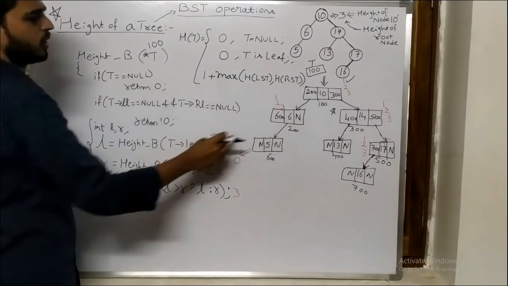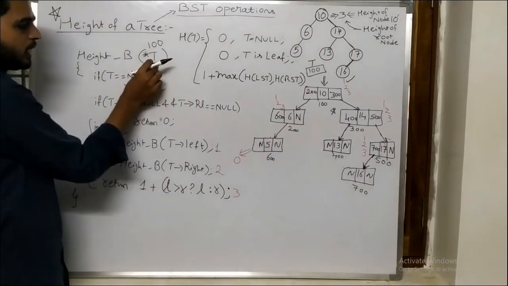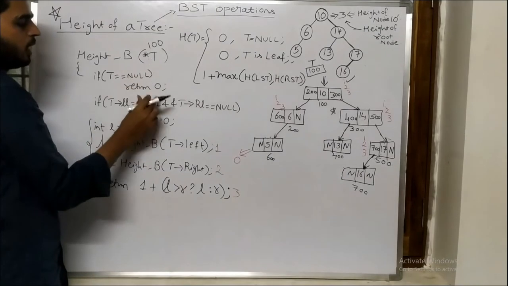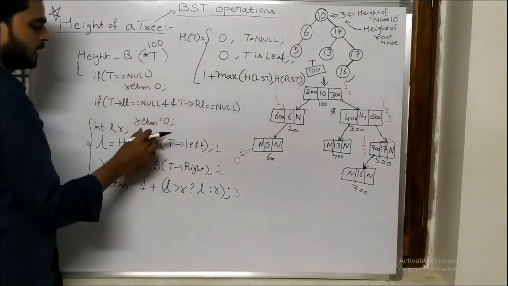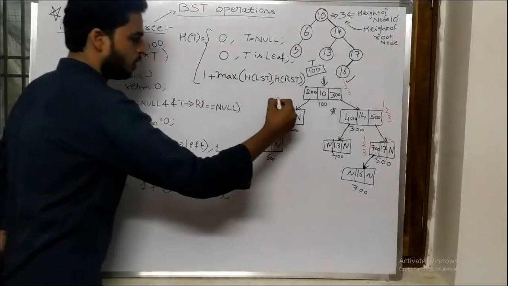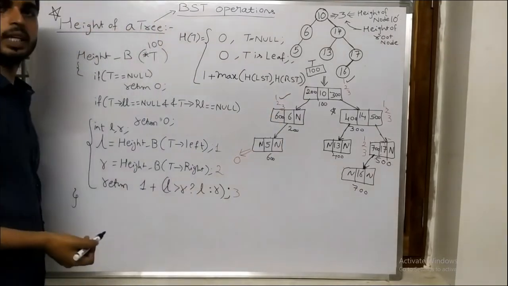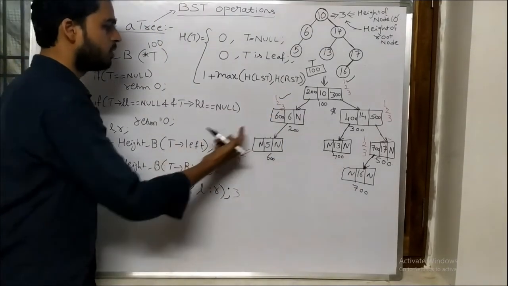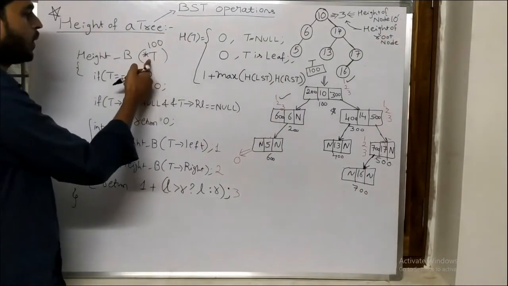What is T times left? 200. Means that now T is 200. It is not null. It is not a leaf node. It is going to once again execute the first statement. The first statement is T tends to left, that is 600. It is going to pass 600.